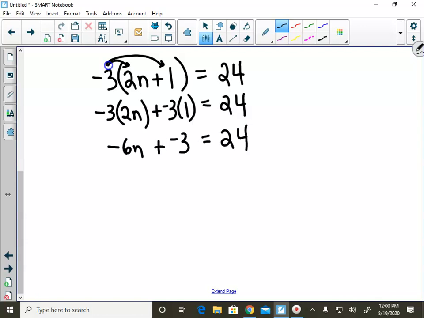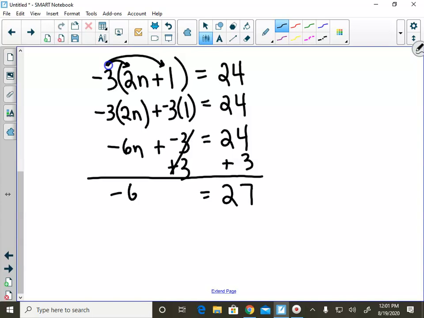Now, in order to solve this, I basically have to undo adding negative 3. So I could do that by subtracting negative 3, or just by adding positive 3. Because if I add positive 3, you should know at this point that negative 3 and positive 3 are additive inverses. So they're just going to drop out of our problem. And this is going to equal 27 on this side, and I bring down my negative 6n.